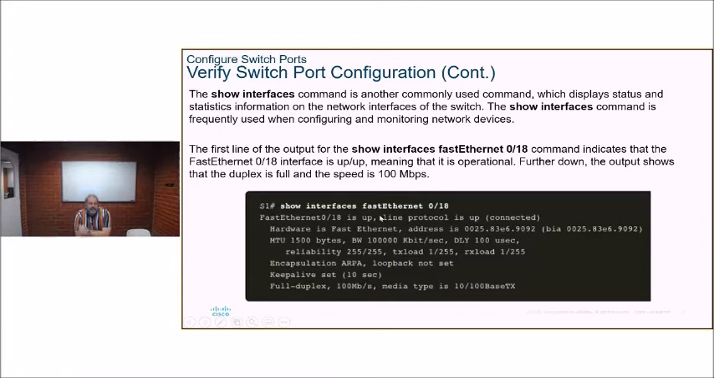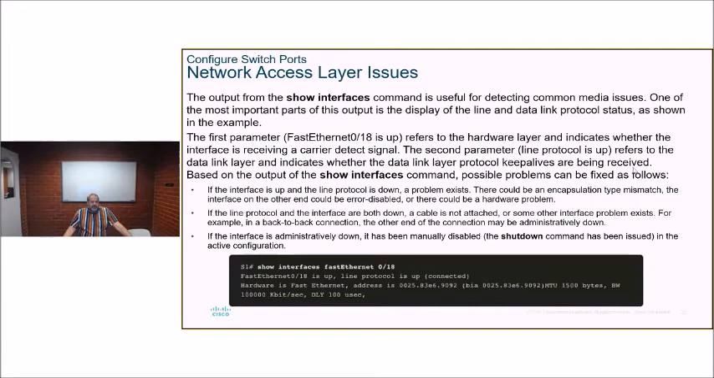So basically, the first one means the physical layer is up, the second one means the data link layer protocol is up. Further down, the output shows that duplex is full and speed is 100. So, yeah, full duplex, 100 megabits.